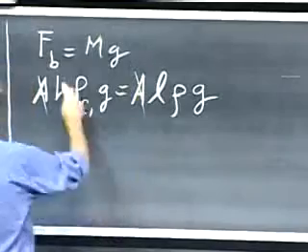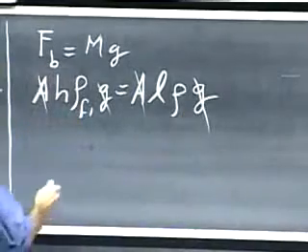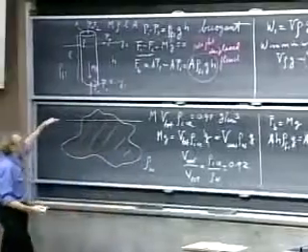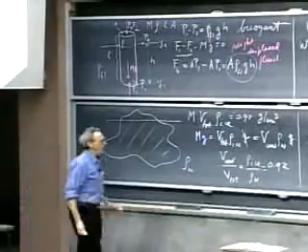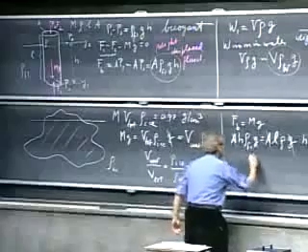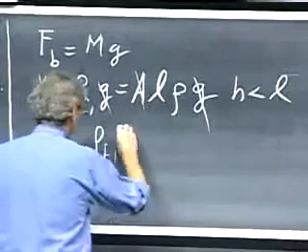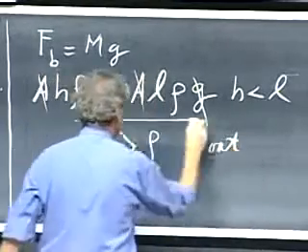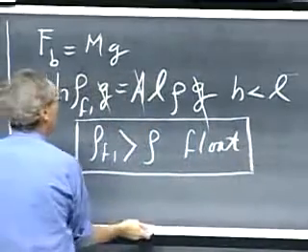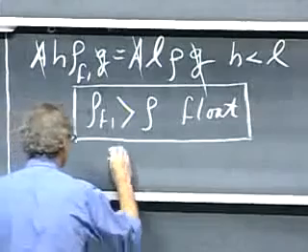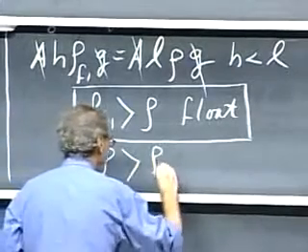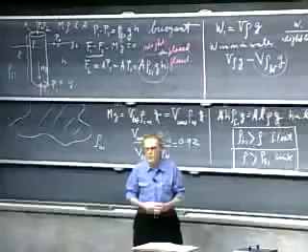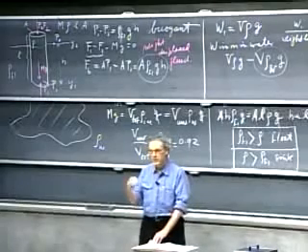I lose my A, I lose my g, but I know that h must be less than L, otherwise it wouldn't be floating, right? The part below the water has to be smaller than the length of the cylinder. And if h is less than L, that means that the density of the fluid must be larger than the density of the object. And this is a necessary condition for floating. And therefore, if an object sinks, then the density of the object is larger than the density of the fluid. And the amazing thing is that this is completely independent of the dimensions of the object. The only thing that matters is the density.